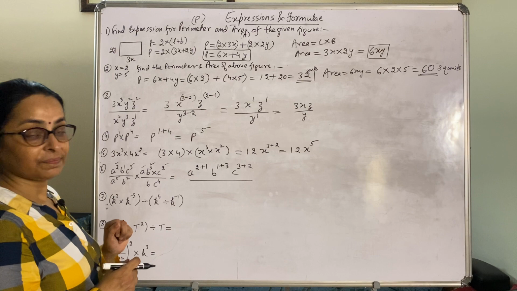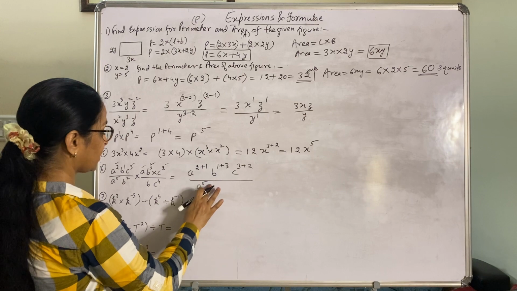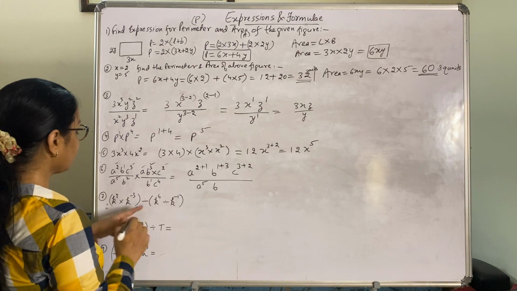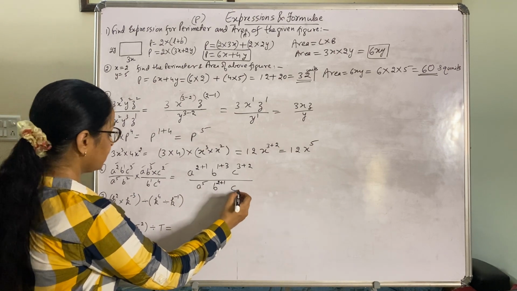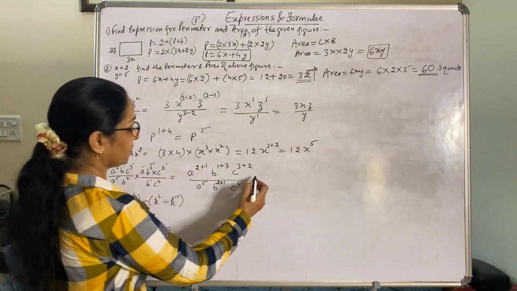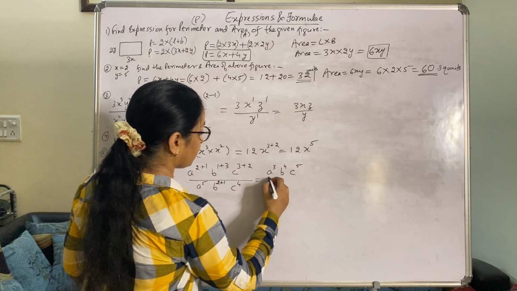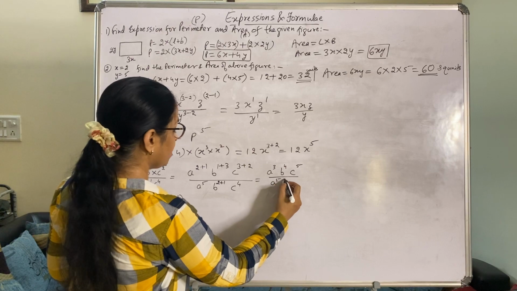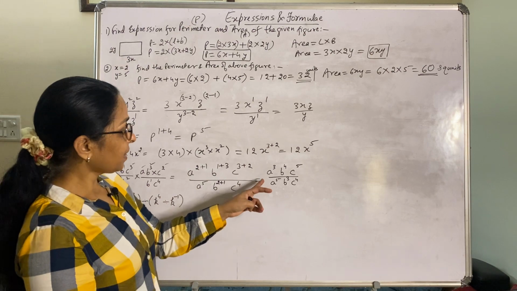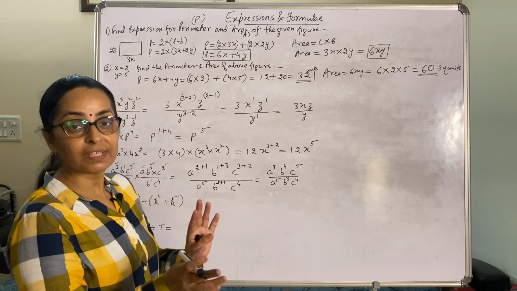Coming to denominator, so it is a raised to the power 5, b raised to the power 2 plus 1 and c raised to the power 4. So all sorted out, numerator, denominator. So it is a raised to the power 3, b raised to the power 4, c raised to the power 5 and divided by a raised to the power 4, b raised to the power 3 and c raised to the power 4.